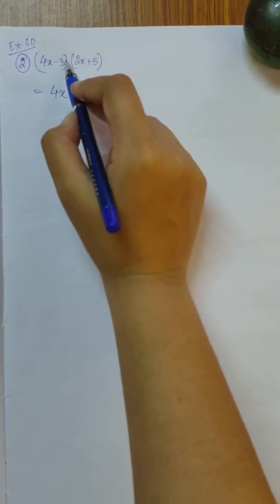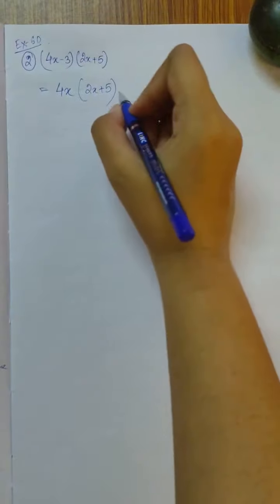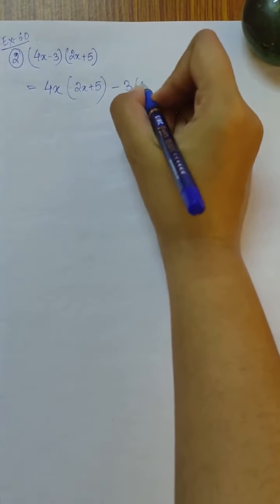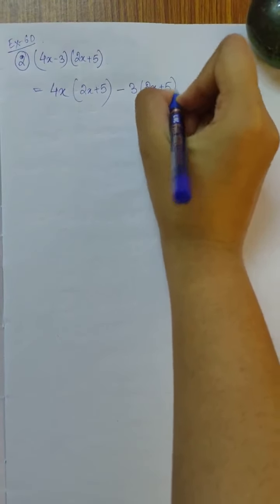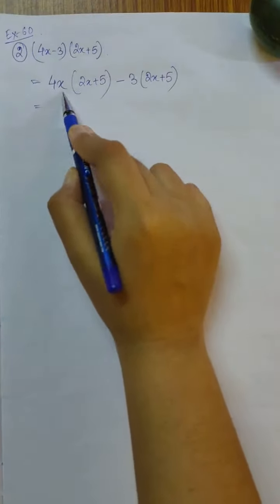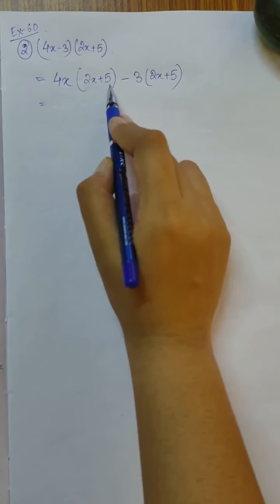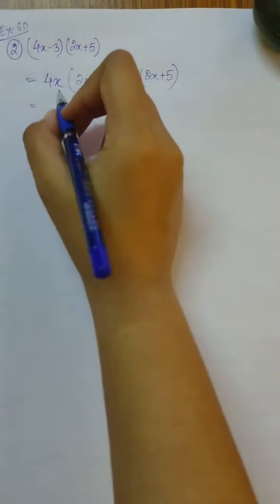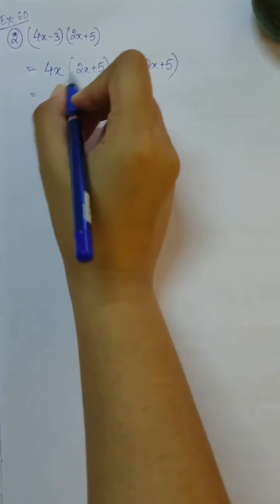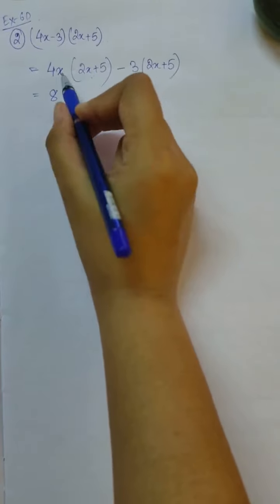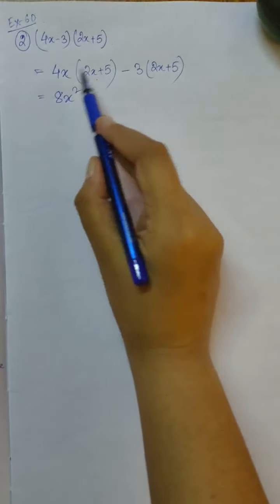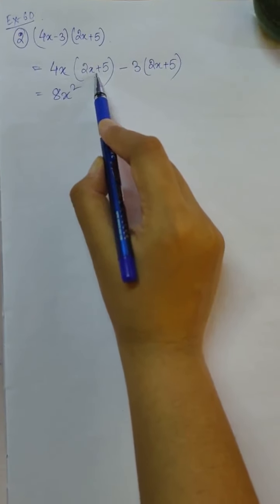Then the next number is 3 and we have a minus sign here. So that is why I am putting minus 3. And we are having 2x plus 5 again. Okay. So now step by step I am multiplying this 4x with 2x first and with 5 next. Okay. So 4x multiplied with 2x is how much? 4 into 2, 8. And x multiplied by x gives x square, because the powers of x are getting added up.